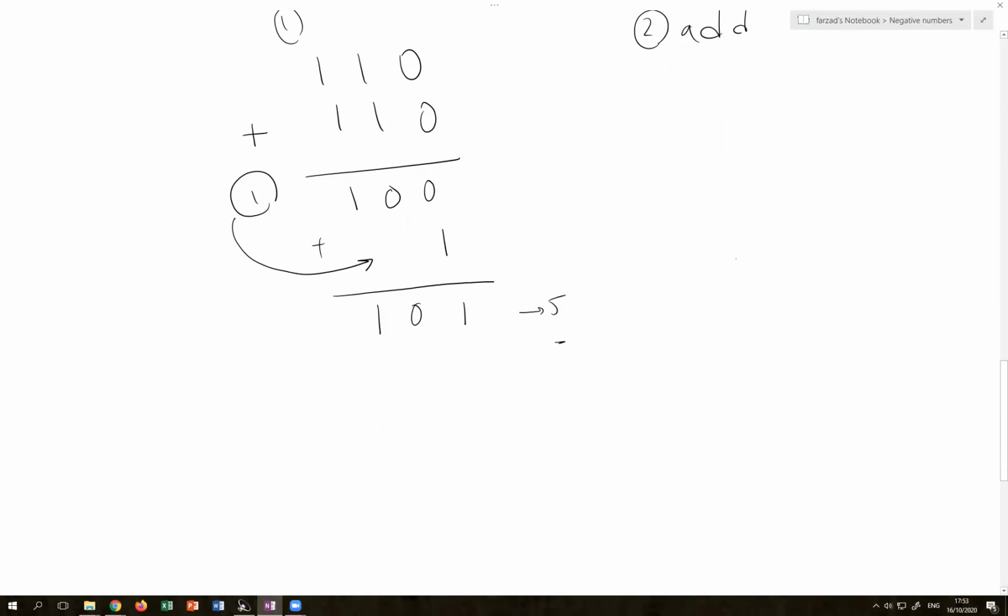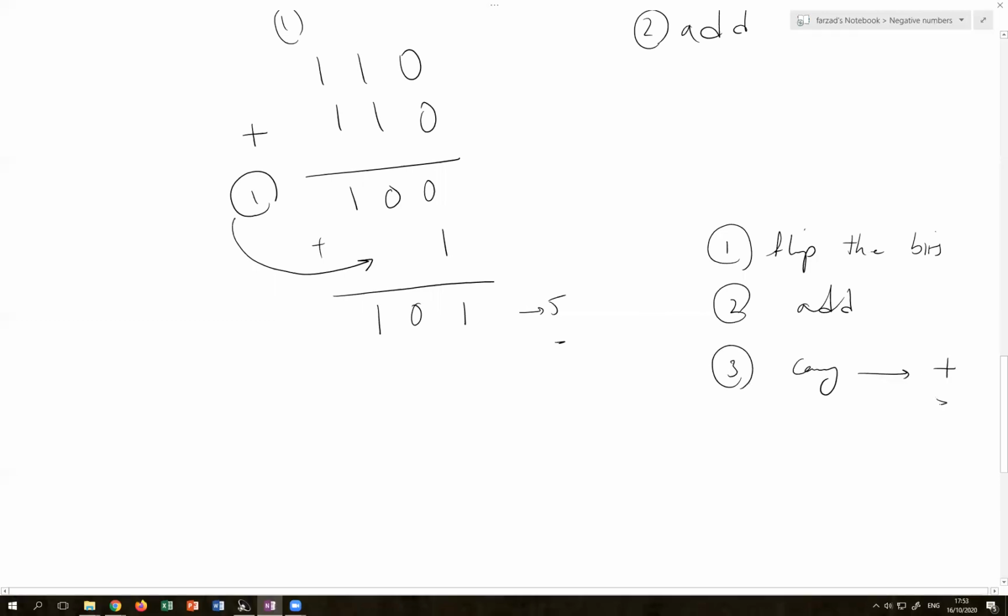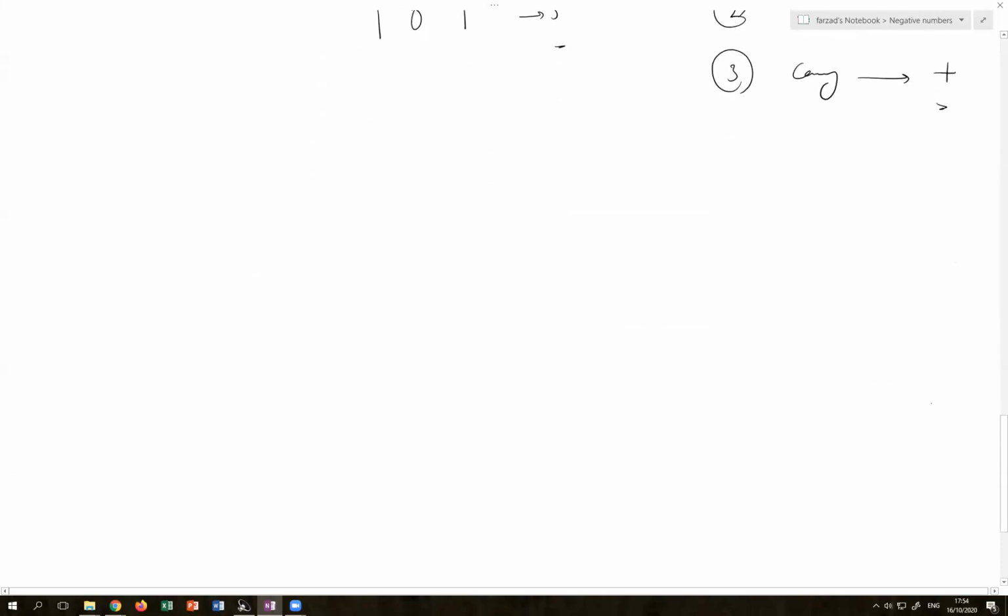So what we do in 1's complement, first of all, we've got to flip the bits. Two, add numbers, because I said we've got to convert it to addition. Three, if you had carry, you've got to add it again. We have 3 steps. Let's do that in another example.